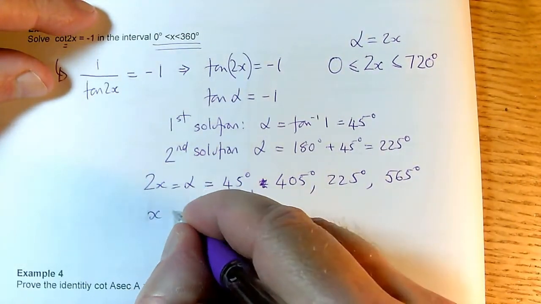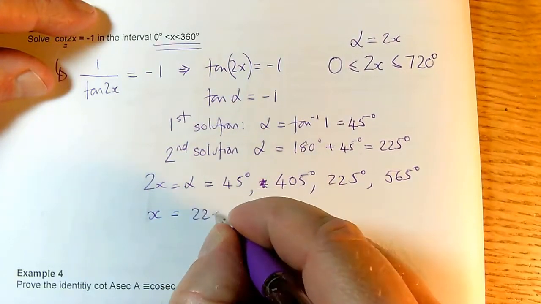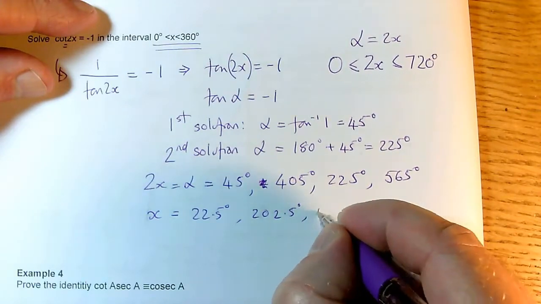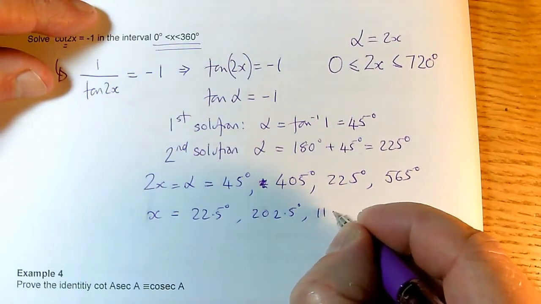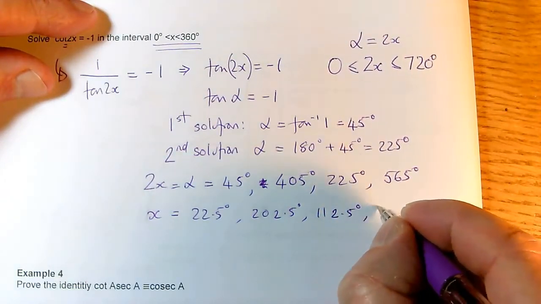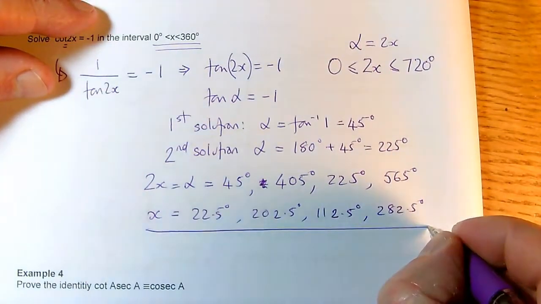So x will equal, okay, divide each of these by 2, 22.5 degrees, or 202.5 degrees, or 112.5 degrees, or 292.5 degrees. And I'm done. Okay.